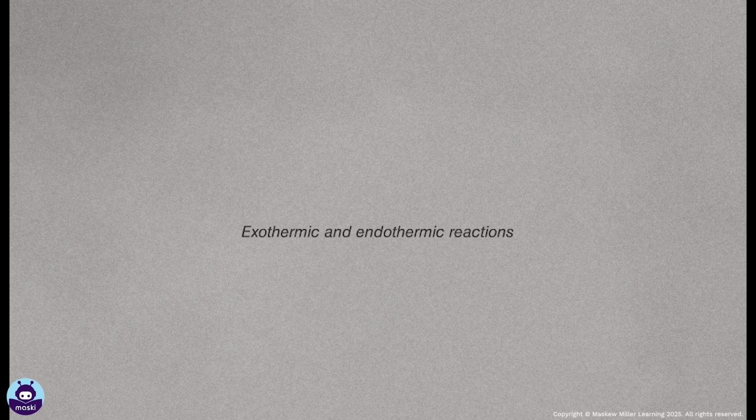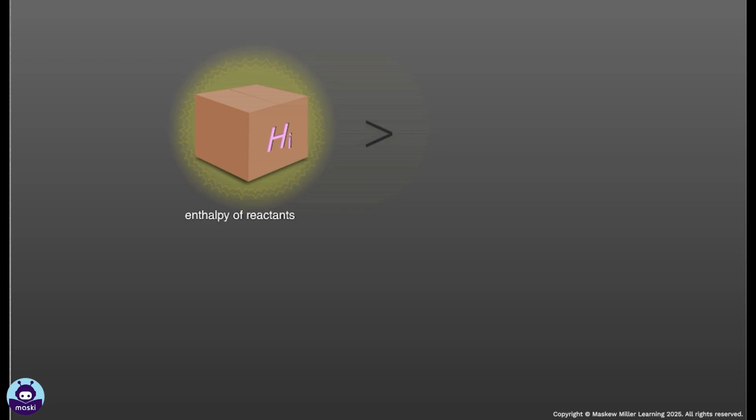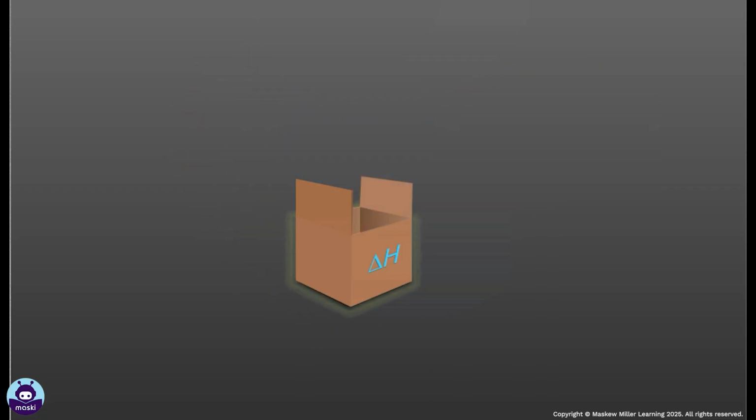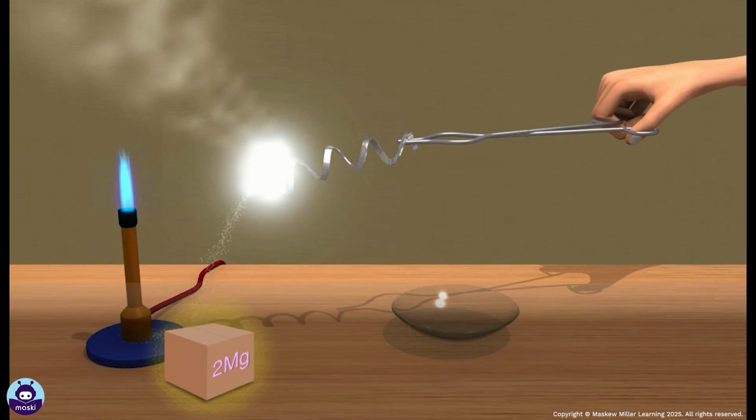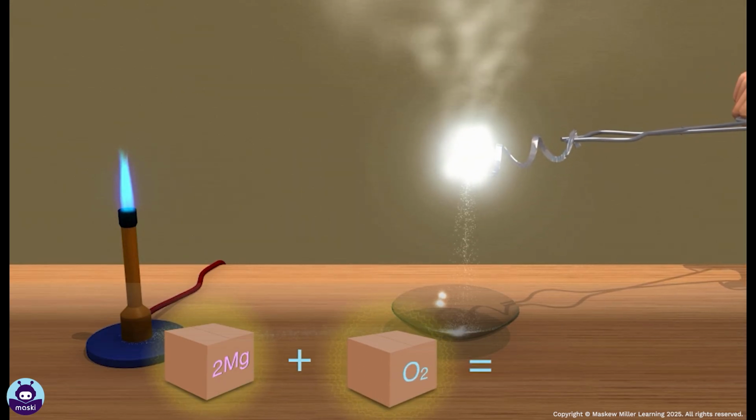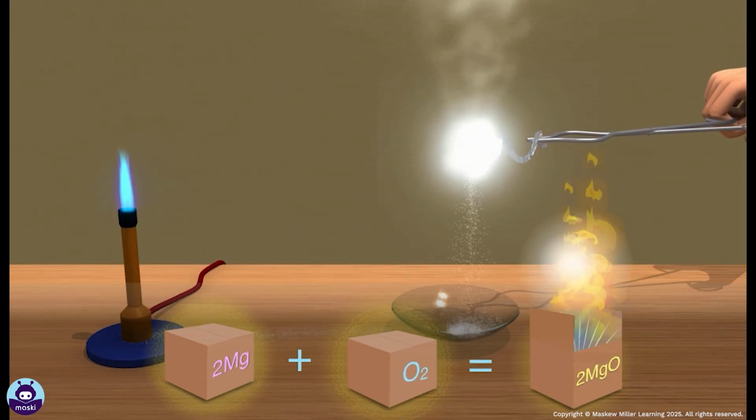Exothermic and endothermic reactions. We saw the example of a chemical reaction where the enthalpy of the reactants is more than the enthalpy of the products. Heat energy is released in this kind of reaction. Another example is the burning of a magnesium strip when it is heated. The strip burns when ignited, producing a bright flame, and the reaction releases a lot of heat energy.